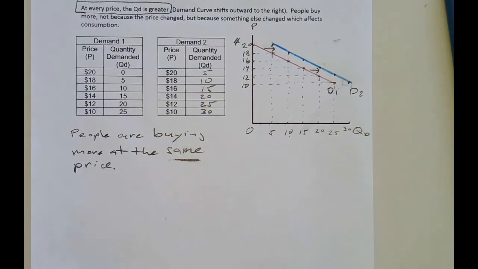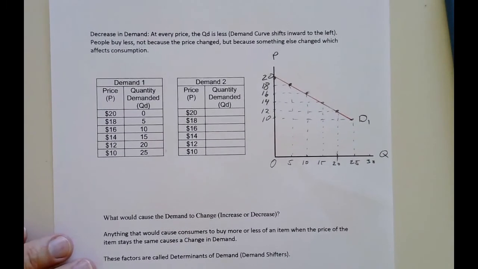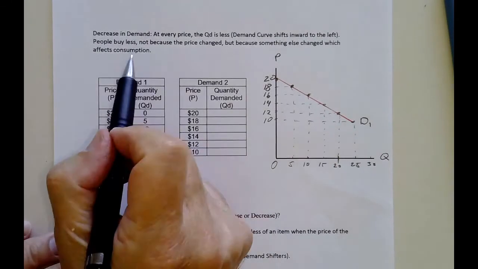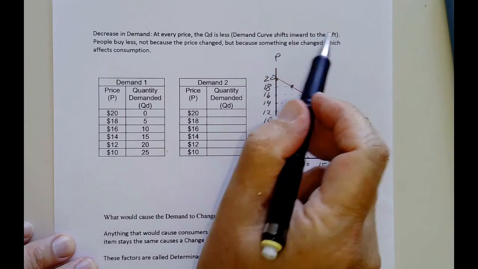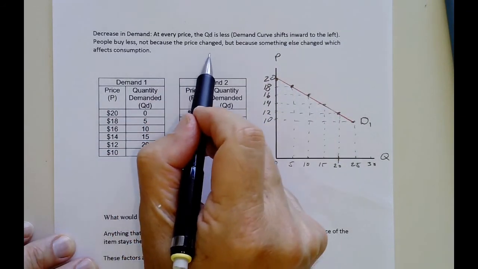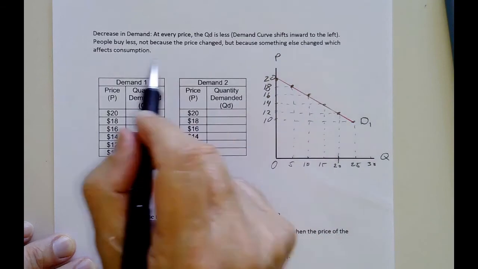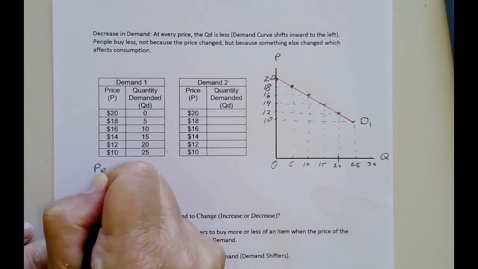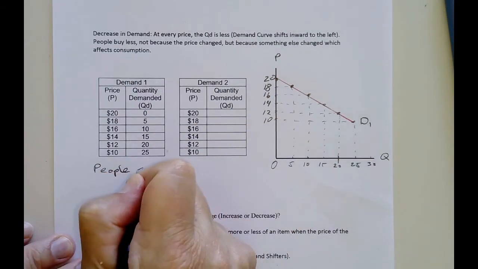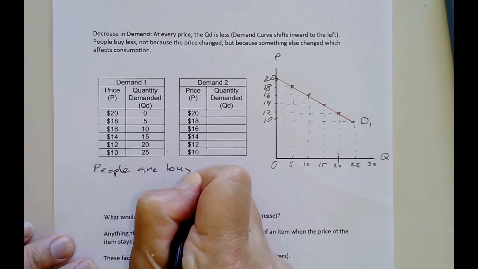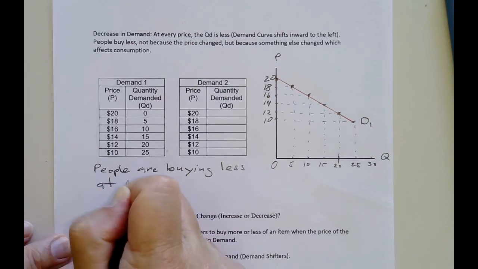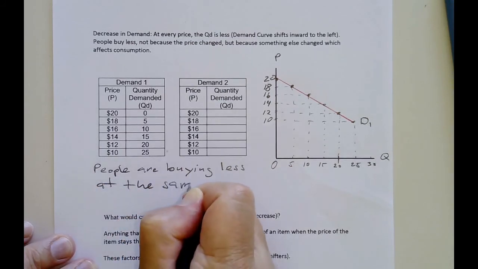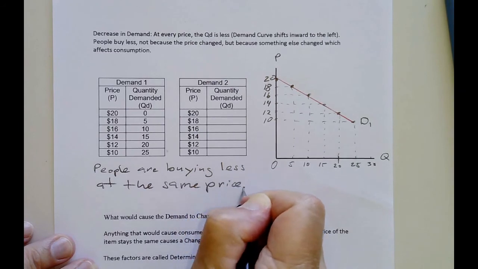The other change would be a decreased demand. The definition of decreased demand is when at every price the quantity demanded is less. The demand curve now shifts inward to the left. People buy less not because the price changed, but because something else changed which affects consumption. Here, consumers are buying less at the same price.